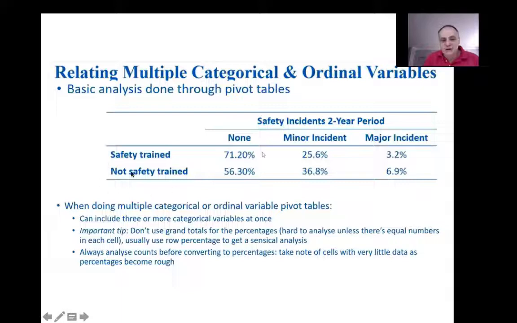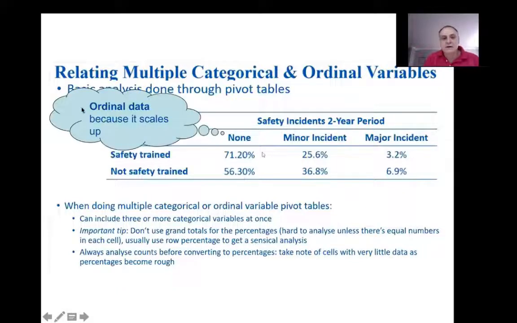If they were not safety trained, there's a difference. 56% had no incidents, 36% had minor incidents, and double that amount had major incidents. And that's how you read that table. And this is called ordinal data because, can you see, it scales up from nothing to minor to major. It's in that particular order.